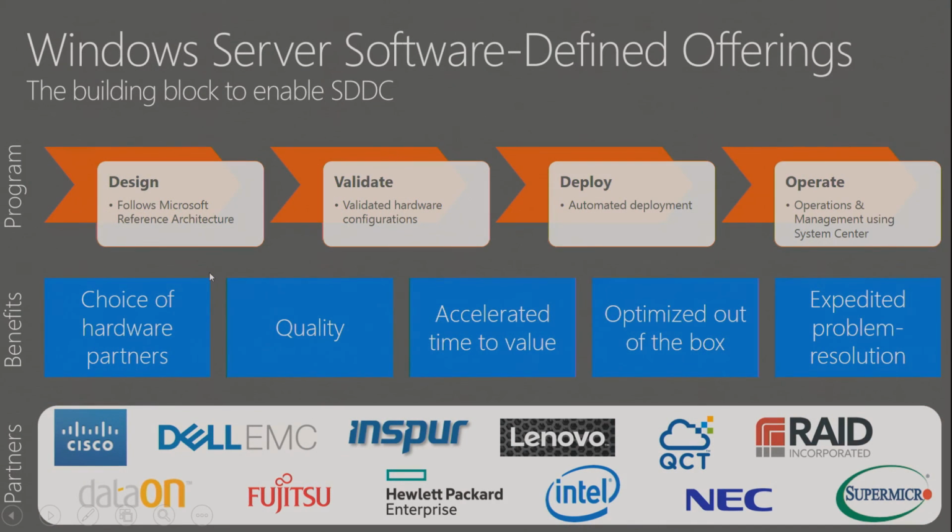So with that, let me just quickly conclude. Just with a quick recap, we looked at the program, we looked at the 4 pillars, how we do design, validation, deployment, and operation of the program, operation of the offerings, I should say. What are the benefits for the customer in terms of hardware choice, quality, time to value, optimization out of the box, and problem resolution. And finally, who are the partners that are currently in the pipeline who are bringing their offerings to market?